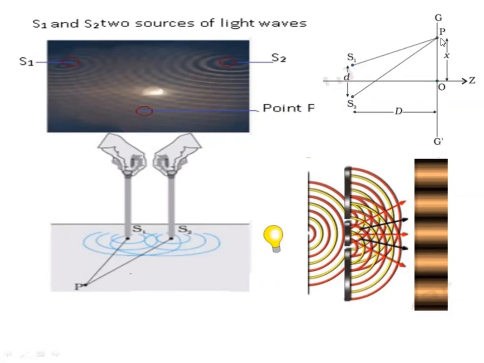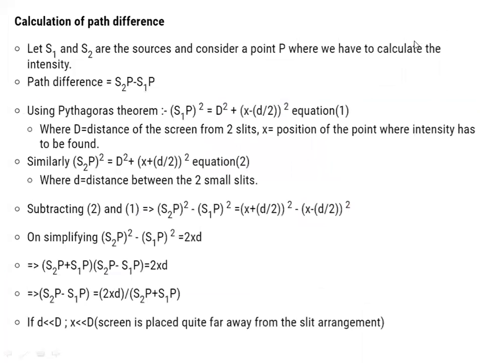So this is point P, S1, S2. The distance between S1 and S2 is small d. And you can consider this as a screen where the bright and dark fringes are created. This is the screen, and the same thing is represented in the diagram also. The distance between the screen and the sources is capital D. By using this diagram, we are going to find the path length. And one more important thing which we would like to see is this one.